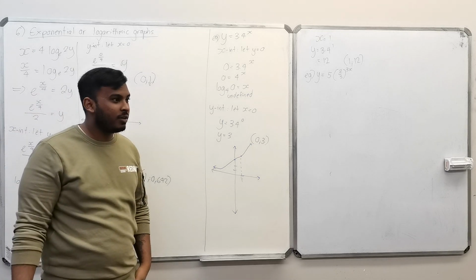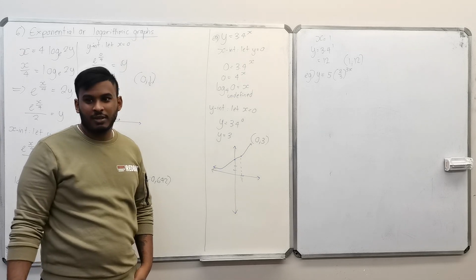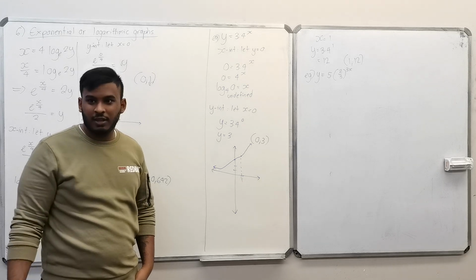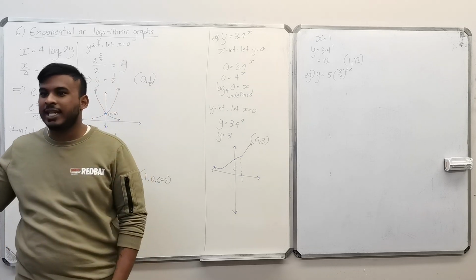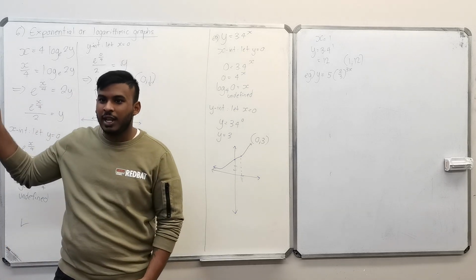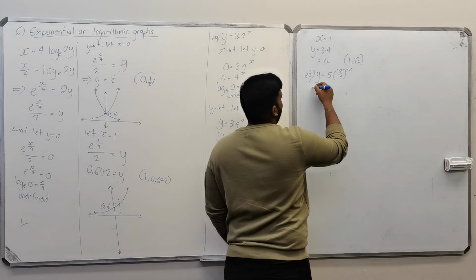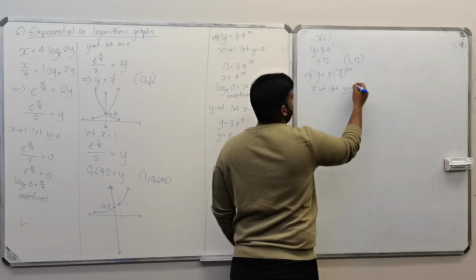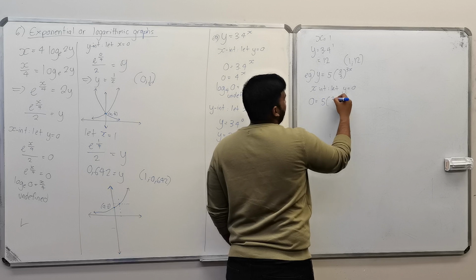Value of k is 5. What's your value of a? 2 over 3. What's your value of n? 3. Right? y is equal to k times a to the power nx. So let's solve it. For your x-intercept, let y equal to 0. It's already in exponential form. So we'll say 0 is equal to 5 times 2 over 3 to the power 3x.